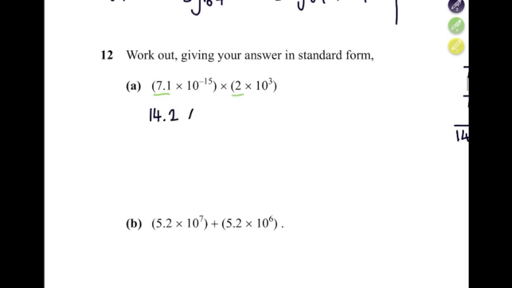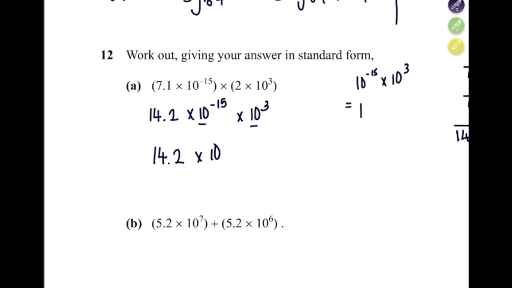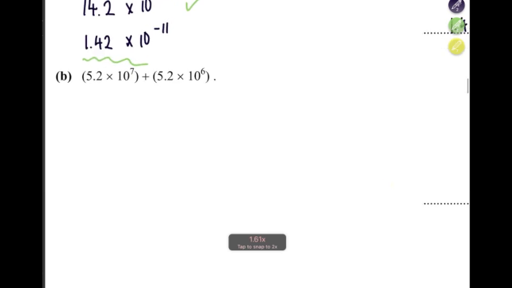So 14.2 times 10 power negative 15 times 10 power 3. The base is same here, right? It's 10. We can write this 10 power negative 15 times 10 power 3 as 10 power negative 15 plus 3. This is going to be 10 power negative 12. Here we want to add 5.2 times 10 power 7 plus 5.2 times 10 power 6.